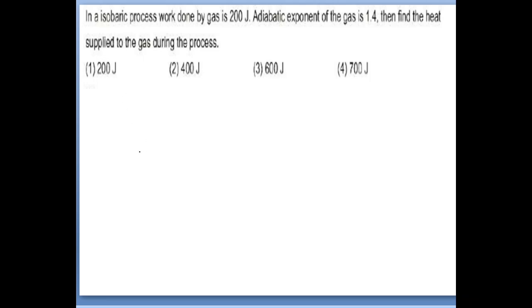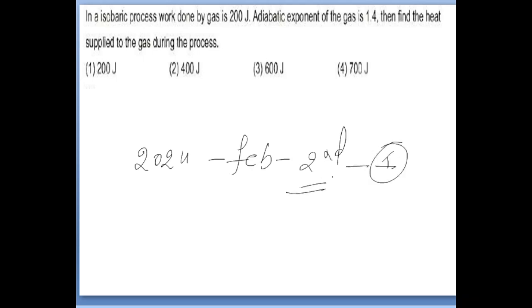Hi students, so this question is from the 2024 Feb, second shift, Feb 1 question paper. This is a physics paper. So try to look at this and try to solve it. I will solve here. Please see if you have any doubt.